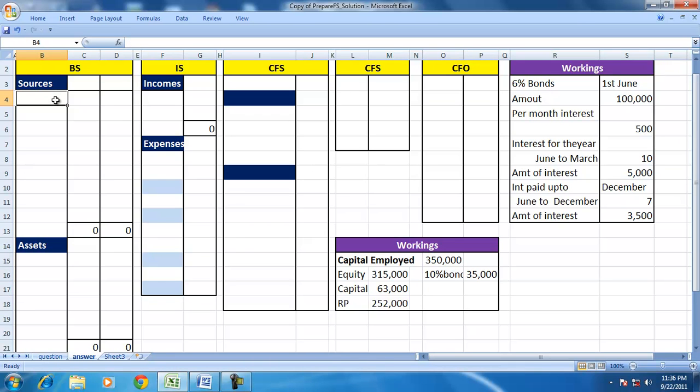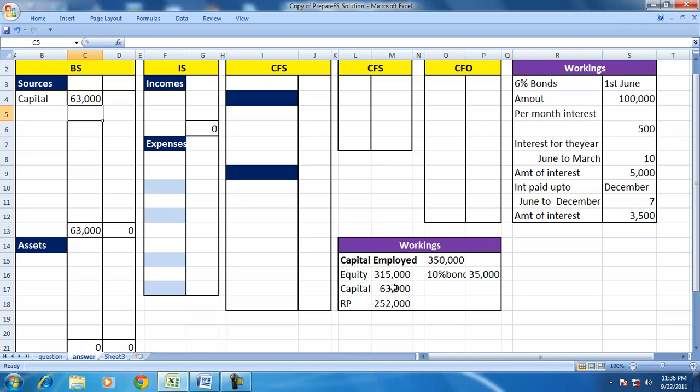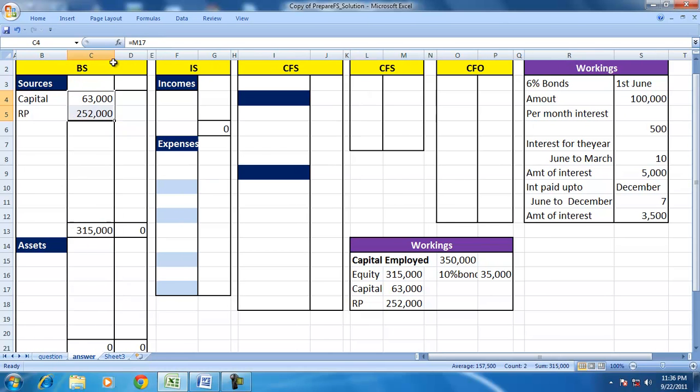So the opening capital is 63,000. Opening retained profit is 252,000, and this is at the beginning of 2010. And the 10% bond is a balancing figure, that is 35,000. Together, 350,000 is the capital employed.